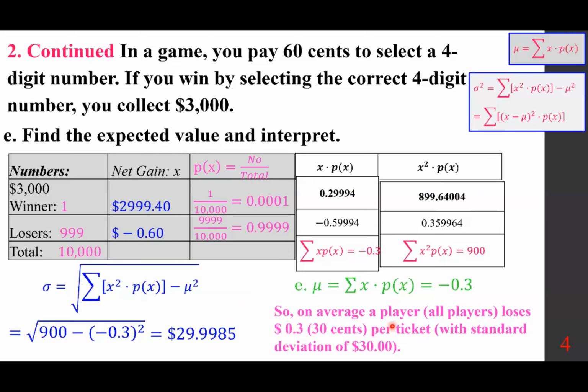When it comes to money, we go with 2 decimals, by the way. So 2 decimals gives you $30. So everybody is losing on the average. On the average, the house, the one who's selling the tickets, is collecting 30 cents per player.